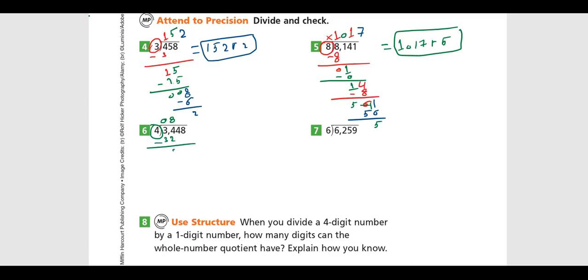Subtract, 4 minus 2 is 2. 3 minus 3 is 0. Copy down 4. How many 4 in 24? 6. 6 times 4, 24. Subtract, it will be 0. Copy down 8. How many 4 in 8? It's 2. 2 times 4 is 8. Subtract, it will be 0. So the answer is 862.